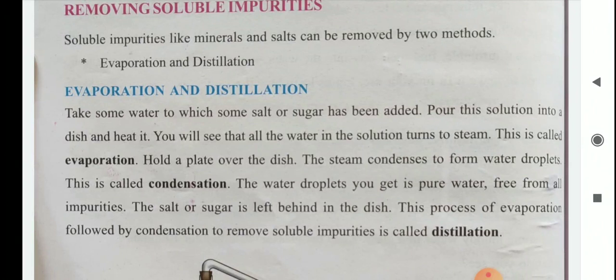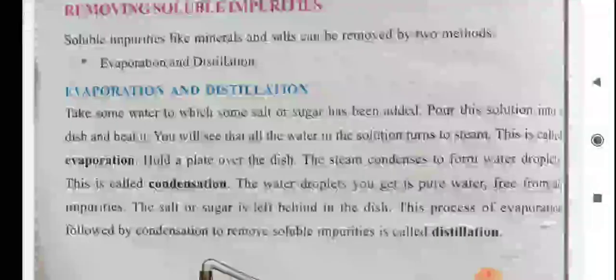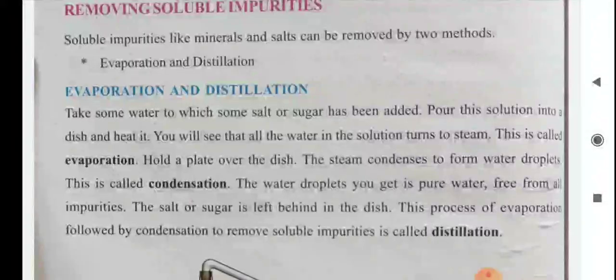So what is evaporation? Change of liquid into the gaseous state is known as evaporation, and change of gaseous state into liquid state is known as condensation. The water droplets we get are pure water, free from all impurities. The salt or sugar is left behind in the dish, and this process of evaporation followed by condensation to remove soluble impurities is called distillation.